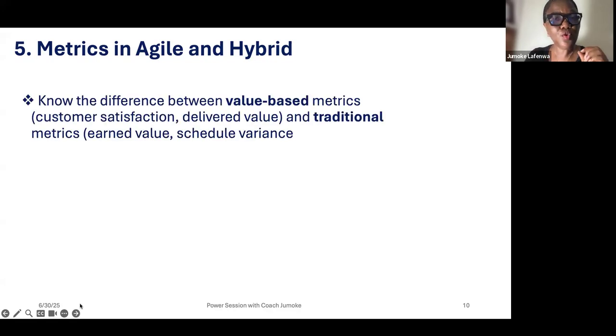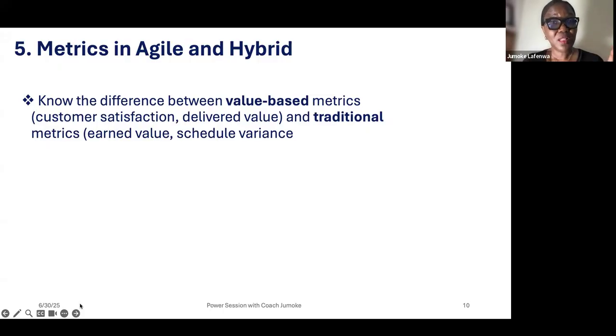Know the metrics. Know the difference between value-based metrics. That is customer satisfaction. I said earlier that the way you measure how well you are delivering is how early value is delivered to the customer. It is not by some long, huge, heavy reports. No, it's by how early you get value into the hands of your customer. That is the customer satisfaction, and then delivered value.